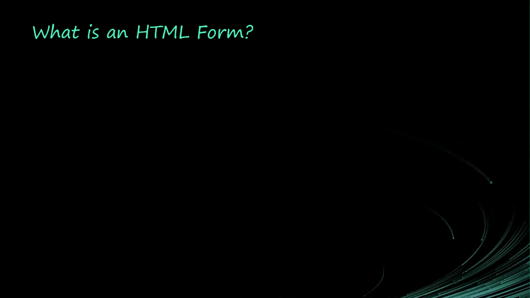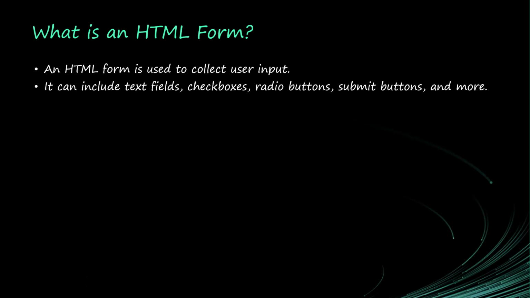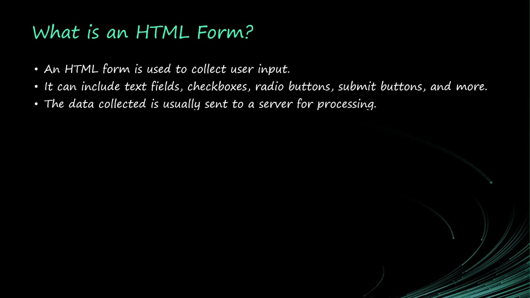Okay. So now, what is an HTML form? An HTML form is used to collect user input. Whenever you want to collect input from users on your web application, you use a form. Even if it's as small as a search box, the user will type in something, then you use it to get something for them from the database. So it can include text fields, check boxes, radio buttons, submit buttons, and more. We'll be taking a look at some of them, if not all of them. The data collected is usually sent to a server for processing.